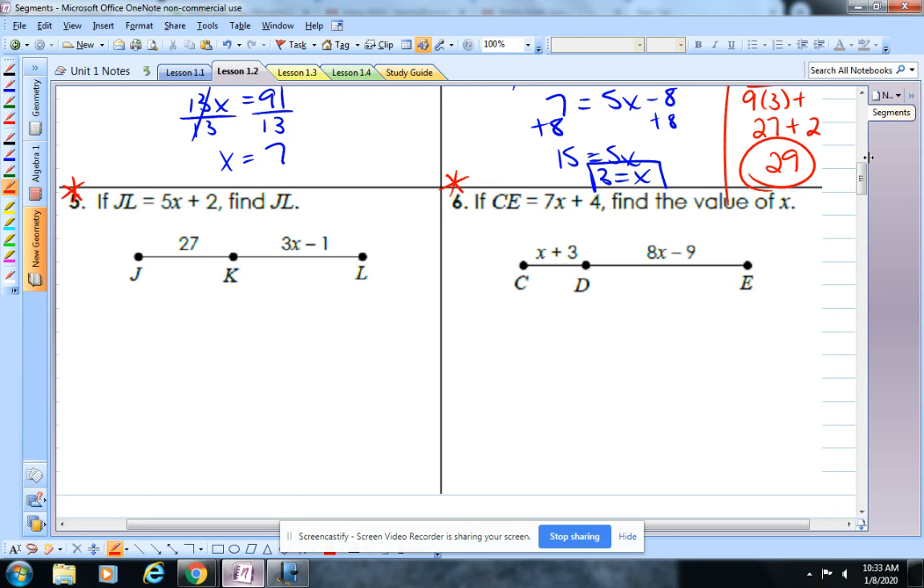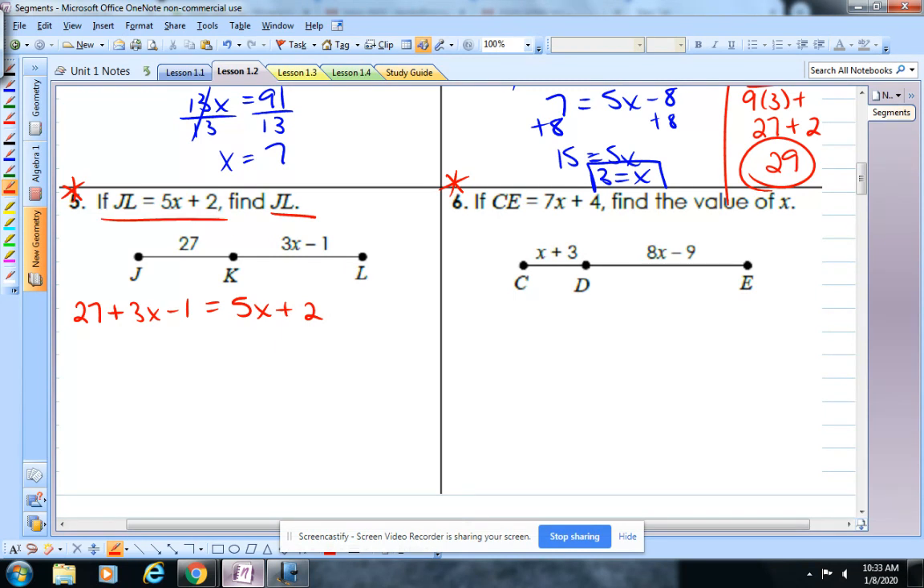All right, y'all look up here. Tell me how to set up number 5. Little plus little equals big. So 27 plus 3x minus 1 equals what? What's the length of the big segment? 5x plus 2. Now, my end goal is find the length of JL, which is the whole thing, right?